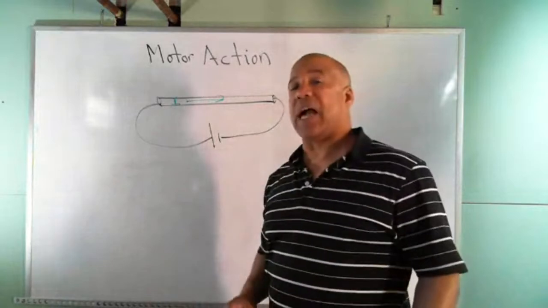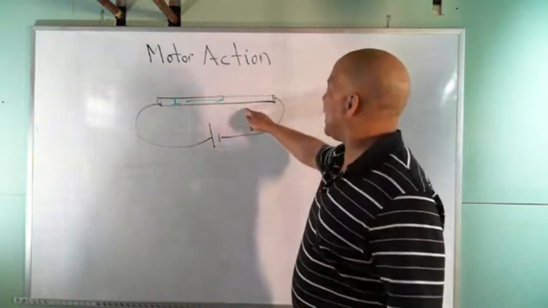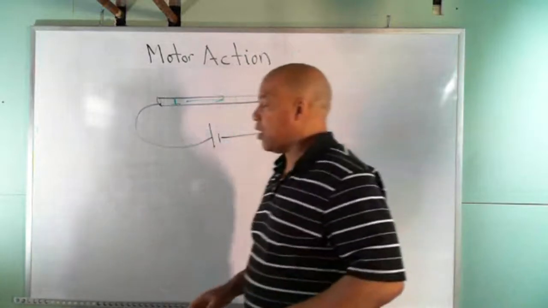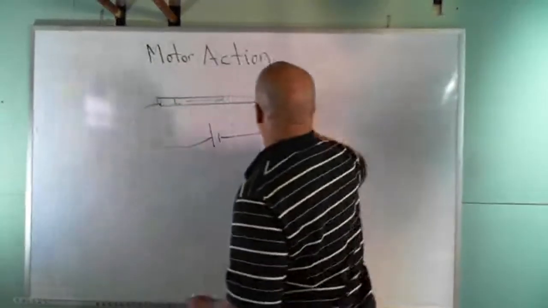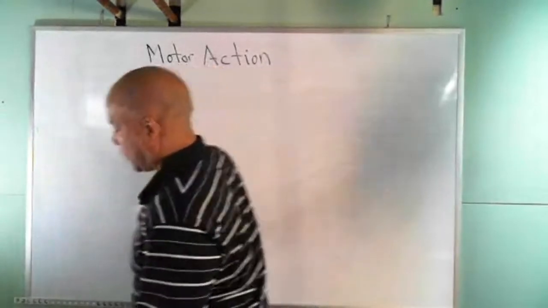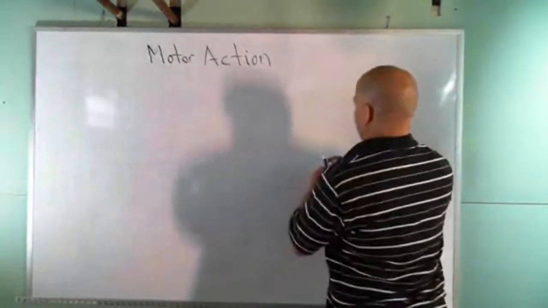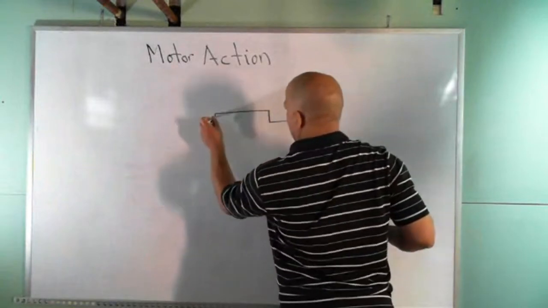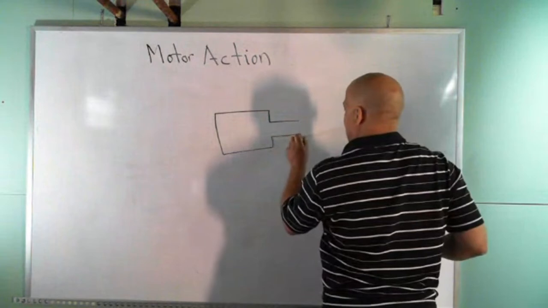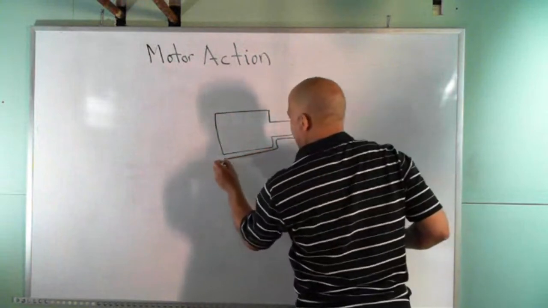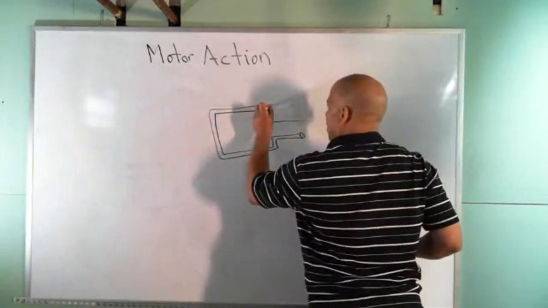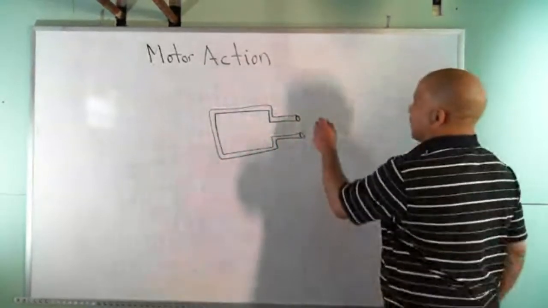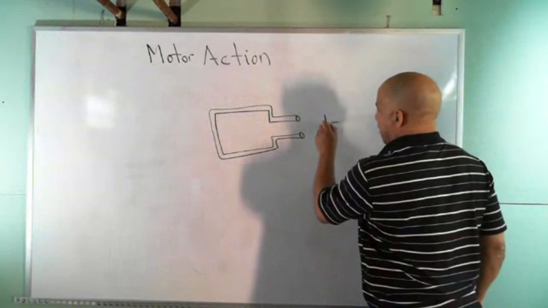But I want to change the geometry of the conductor. I want to bend this into a loop. I don't want a straight conductor. I want a loop conductor. So I'm going to change the geometry of the conductor like this. I'm going to bend it like this. So I'm going to bend that conductor like that, and then I'm going to put the battery back on it. So here's my battery.